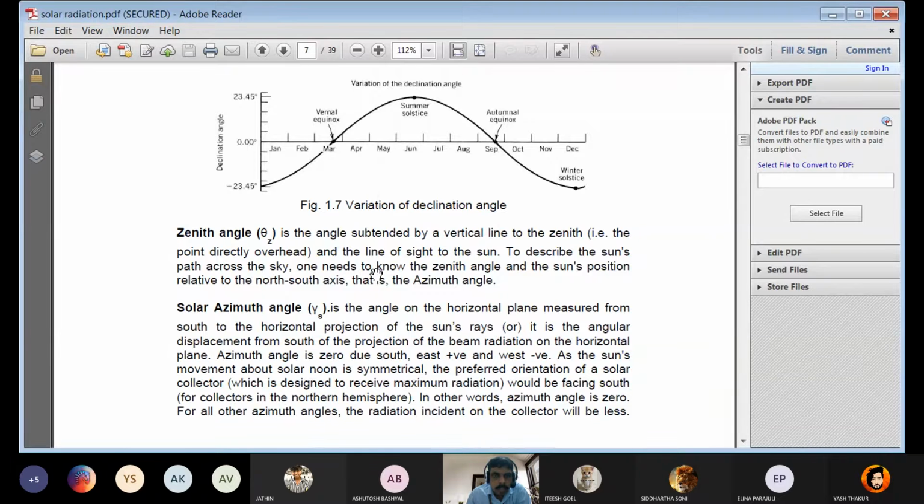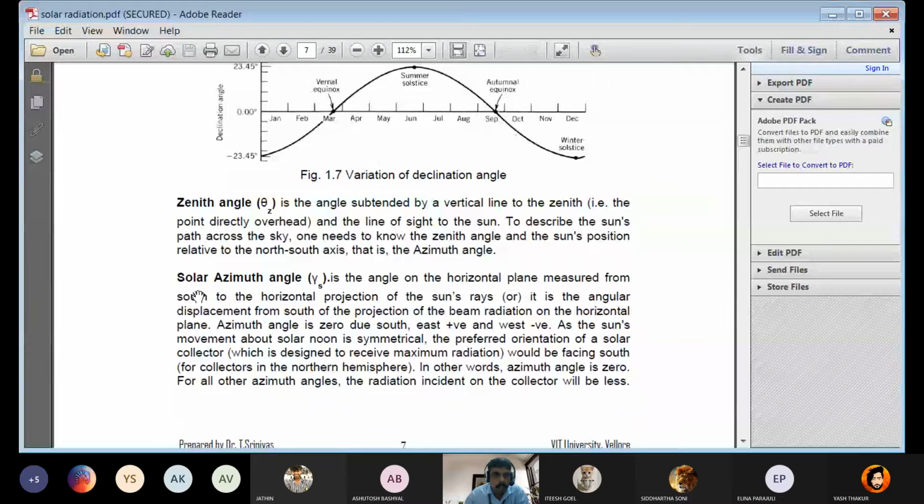To describe the sun's path across the sky, one needs to know the zenith angle and the sun's position related to the north-south axis, that is the azimuth angle. So if we want to locate the sun's position, we need the sun's path across the sky. We need to know the zenith angle as well as the azimuth angle. So what is the azimuth angle?